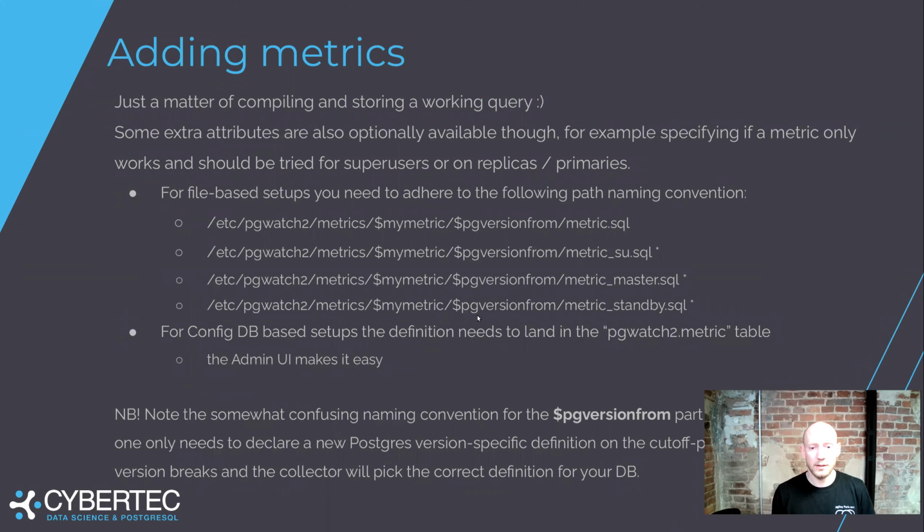And for those cases when you indeed need to add some new metrics, so maybe a new Postgres version has arrived and the project has not yet coped with that, it's basically very simple. You just throw your query in, following some naming practice, or it's actually more like a location convention in case of file-based setups. So these are the default metrics you will find from there.